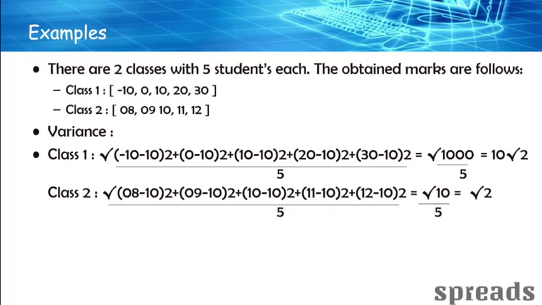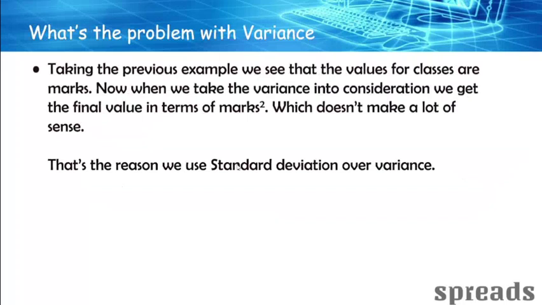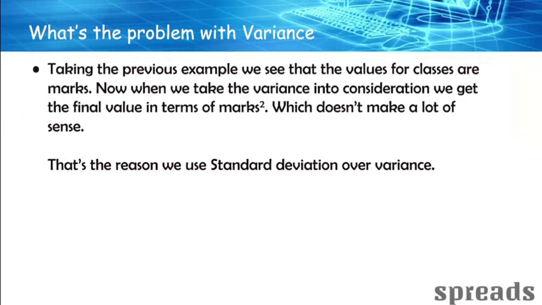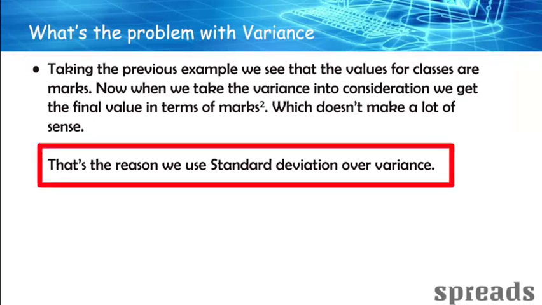And also, we already found the variance. Why exactly do we need standard deviation? What is the problem with the variance? Taking the example which we just saw moments ago, the values for the class are marks. Now when we take the variance, it comes out in terms of marks squared, because we were taking the square. Mathematically speaking, that doesn't make a lot of sense. So that's the reason we have standard deviation, calculated over the variance.